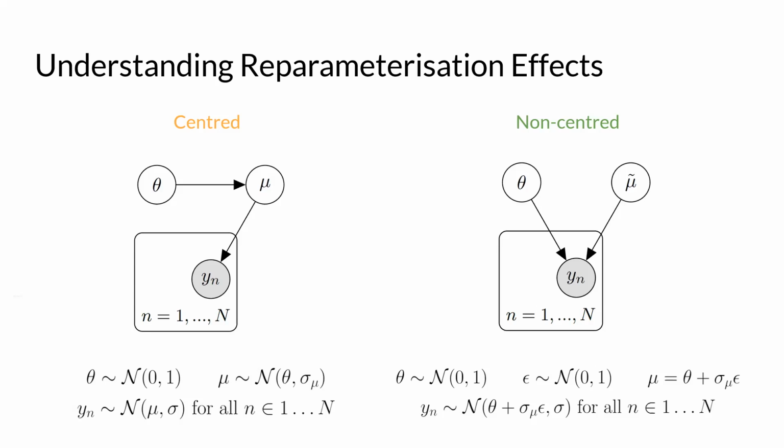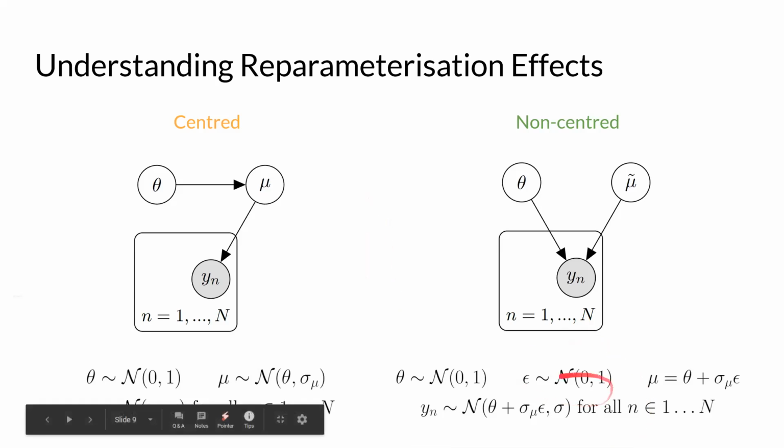So instead of defining mu as coming from normal theta sigma mu, we define, oh, well, I have a typo, because in the graphical model it is mu tilde, but down here it is epsilon. So yeah, this should be mu tilde. So we sample mu tilde from a standard normal, and then we shift and scale to obtain mu.